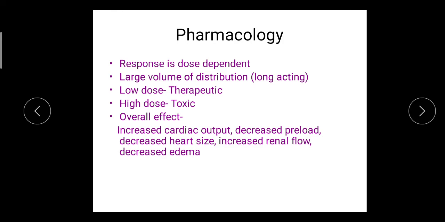Pharmacology: the response is dose dependent, and it has a large volume of distribution, so it will act for a longer time. The therapeutic index is low. At low dose it produces pharmacological action, and at high dose it produces toxic effect. The overall effect is increased cardiac output, decreased preload, decreased heart size, increased renal flow, and decreased edema. These are the effects produced by the cardiac glycoside.